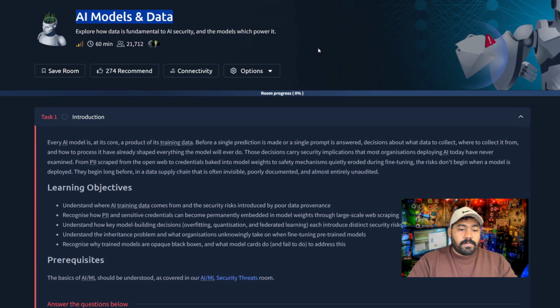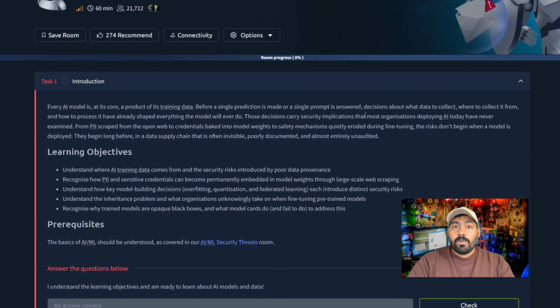Welcome to Hackerla. So task one, which is the introduction. Let's start with what the room tells us. The room opens with this: every AI model is at its core a product of training data. Before a single prediction is made or a single prompt is answered, decisions about what data is collected, where it is collected from, and how it is processed have already shaped everything the model will ever do. So that's the core idea. Everything we cover in this room flows from this.